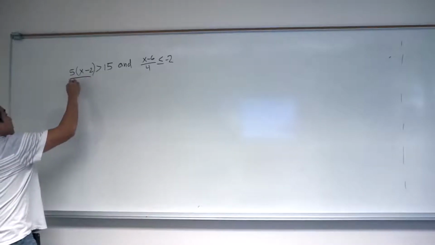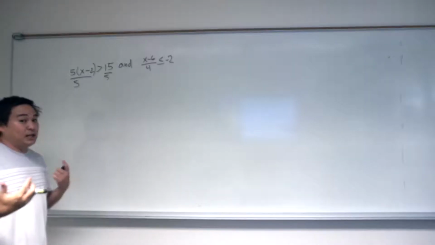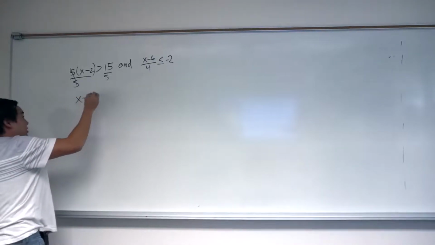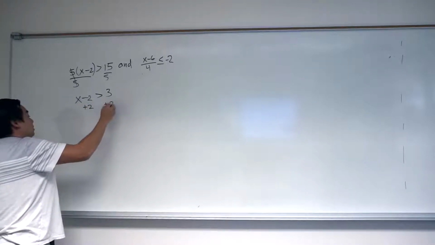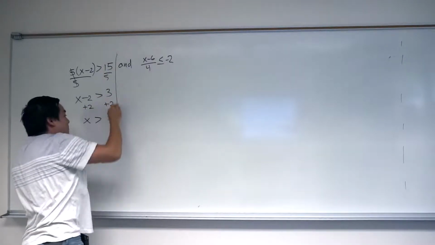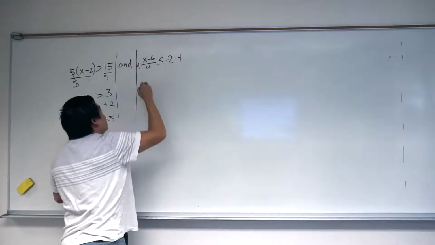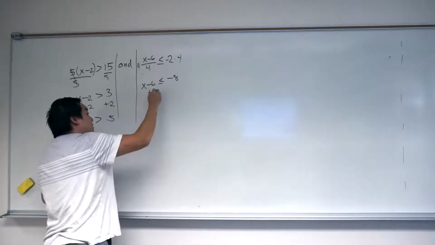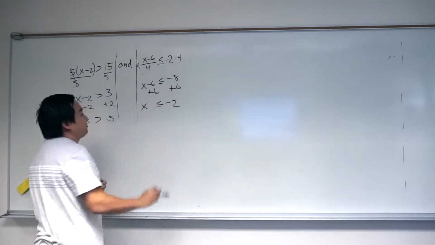Divide by 5. And remember, we can treat this like an equality until we have a division by a negative or multiplication of a negative. So on the left, we have x minus 2 is greater than 3. Then adding 2 to both sides, we get x is greater than 5. Now, do the second one. Multiply both sides by 4 to get x minus 6 is less than or equal to negative 8. And then add 6 to both sides, so x is less than or equal to negative 2.